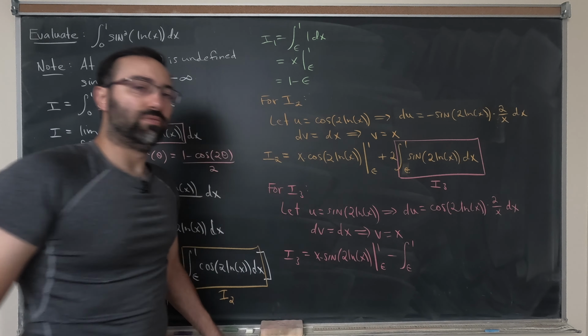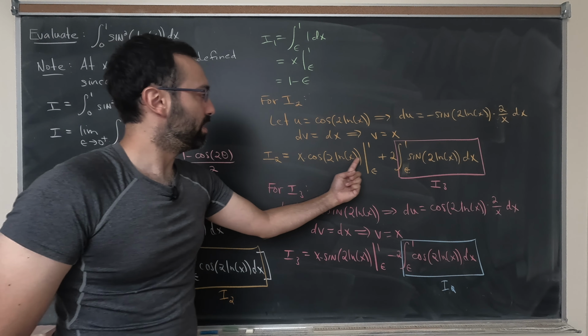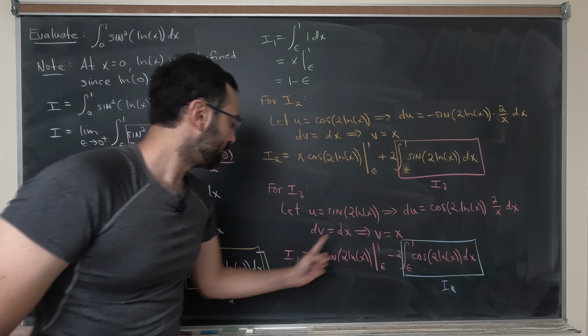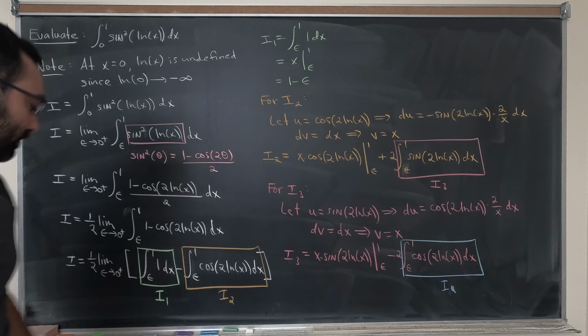But if we notice this integral, where have we seen that before? Well, that's just right back here. That's I2. So what does this tell us then? We can write I2 equals this plus 2 times all of I3. And so to make a little bit of room, we'll remove this. And we'll just make note down here that that's equal to 1 minus epsilon.